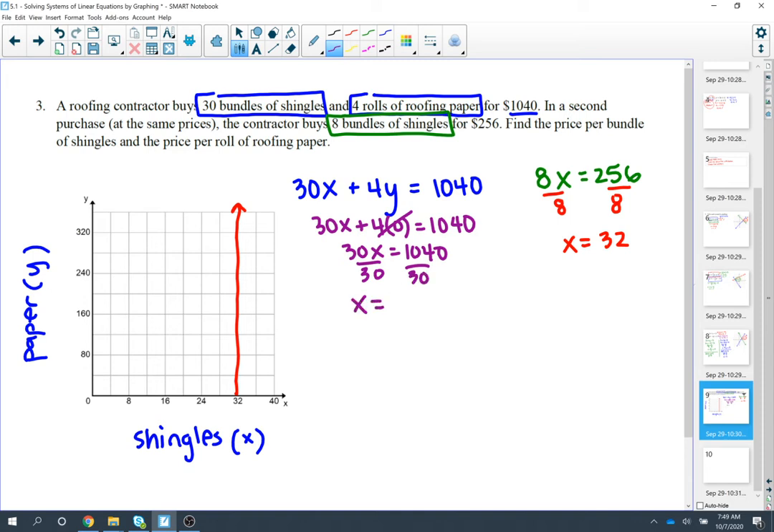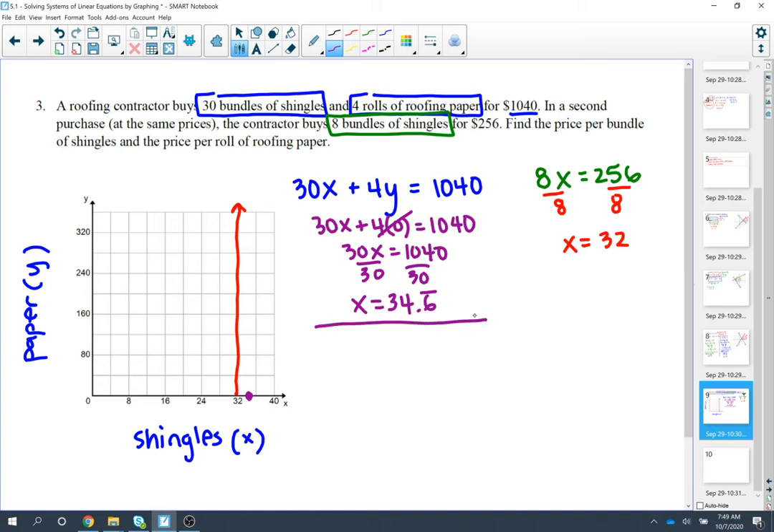So x equals 34.6 repeating. So roughly 34 is about right here because we've got 32, 38, 40. So 34 is here and then a little bit more. I'm roughly right there.